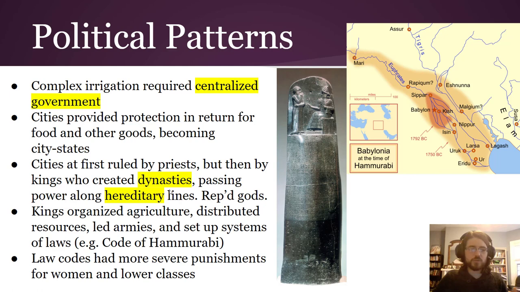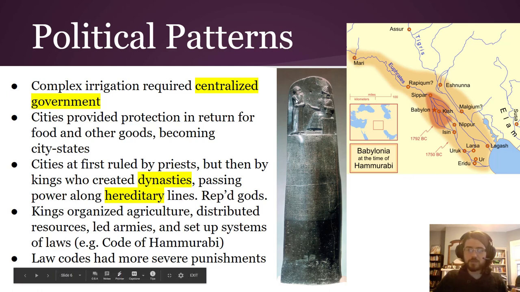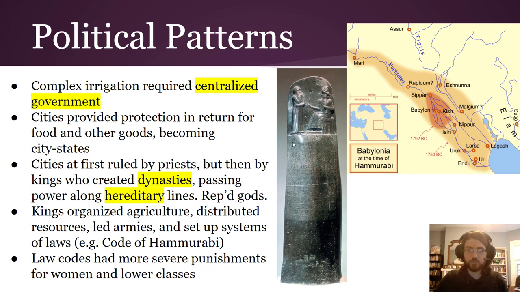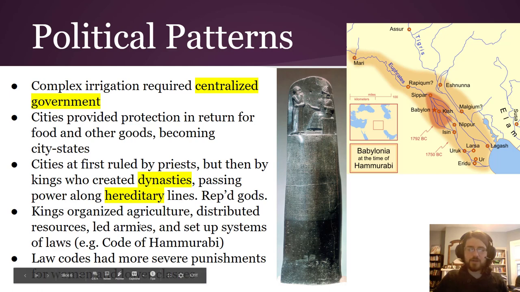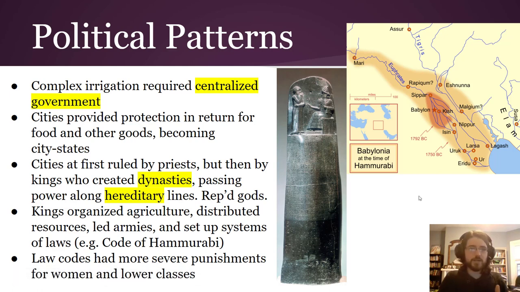The king's role was to organize agriculture and distribute resources, do all this centralized government stuff, lead armies, and set up systems of laws like the Code of Hammurabi, which you can see here. This is the actual code itself, the little tiny bits of writing on there. It's a lot of writing, and it has all the different laws. And the thing about the laws during this time was that the law codes had more severe punishments if you were further down the chain of power in society, which is very different than how we idealize our system to be today.